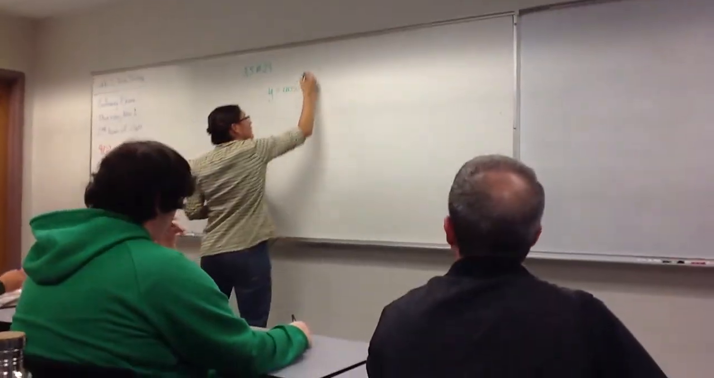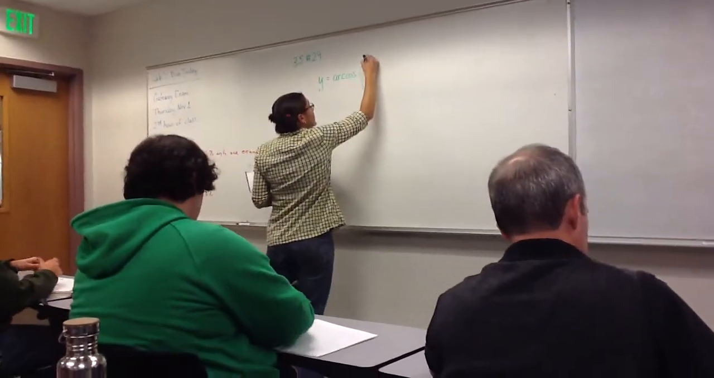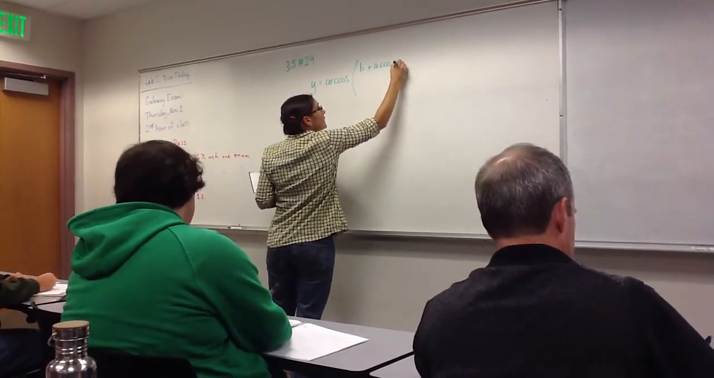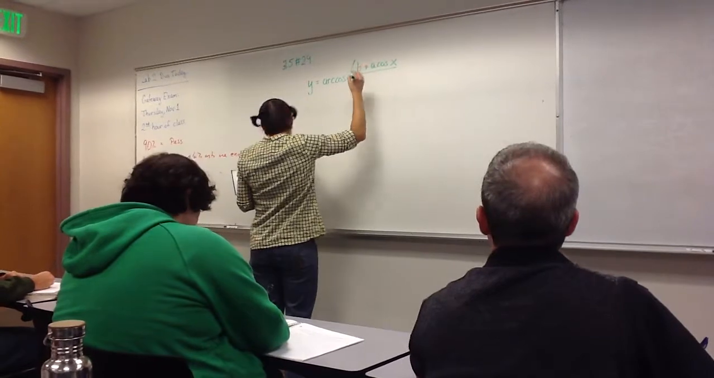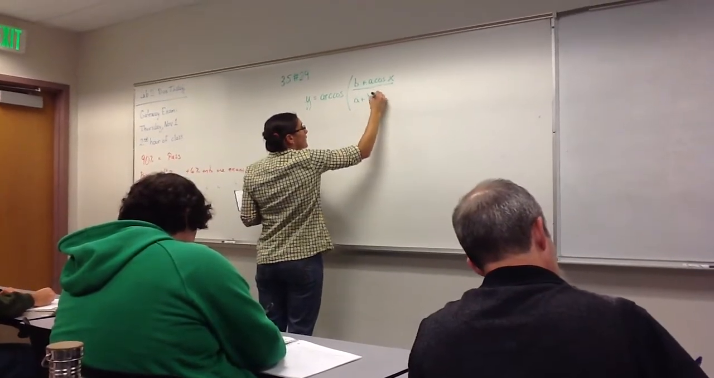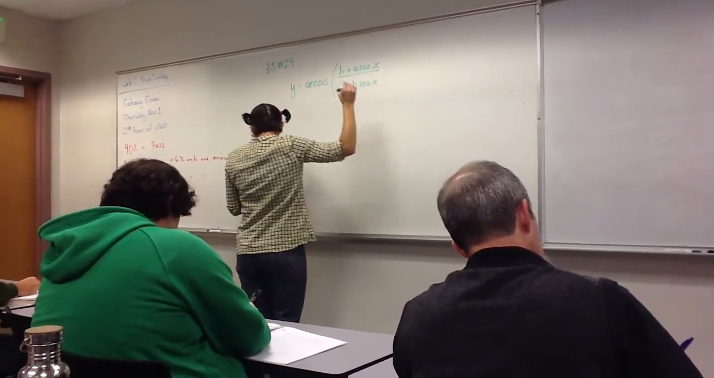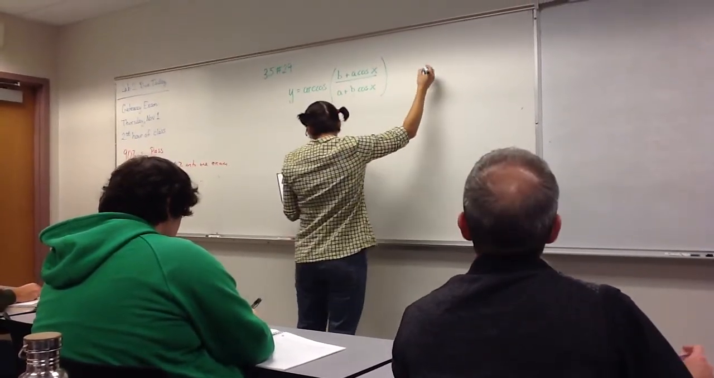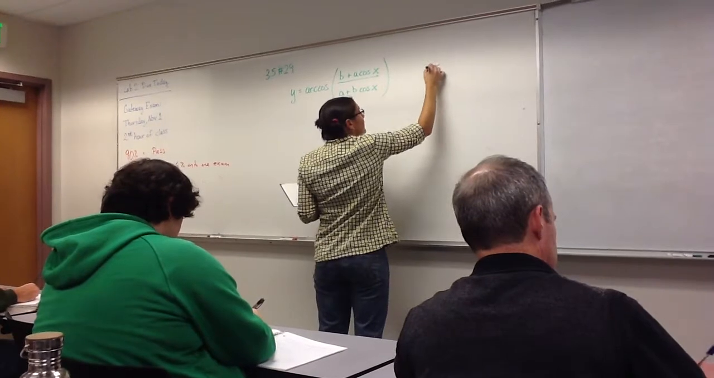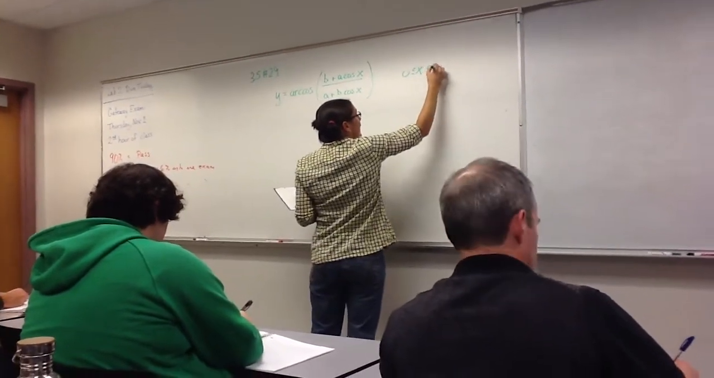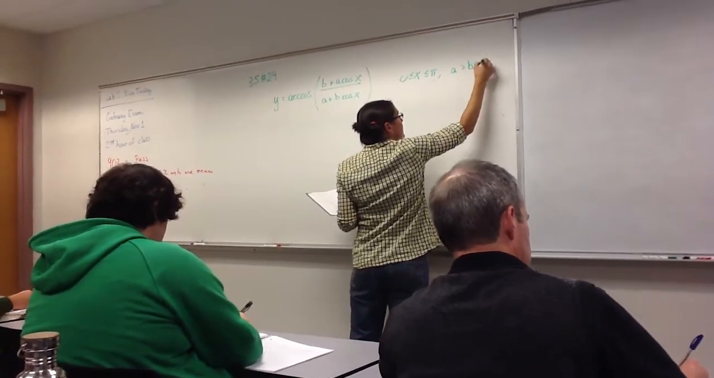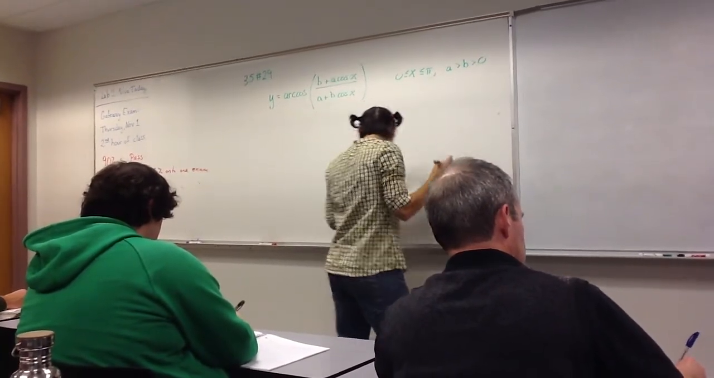cosine of the quantity b plus a cosine of x over a plus b cosine of x. And they give us a little bit of extra information here. They tell us that x is strictly between 0 and pi, and that a is greater than b and b is greater than 0.